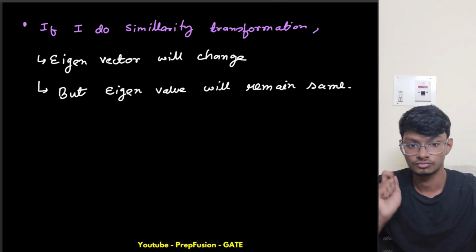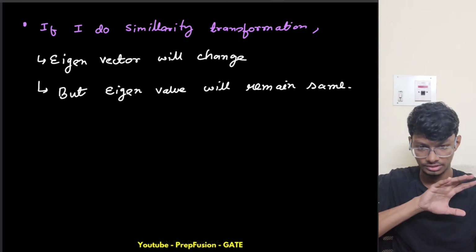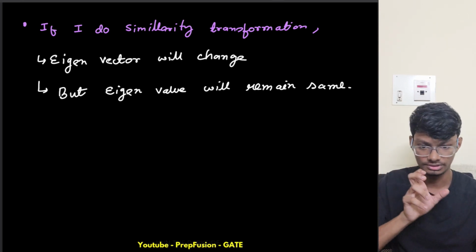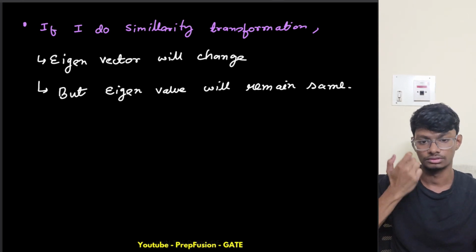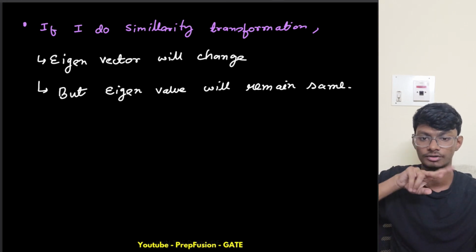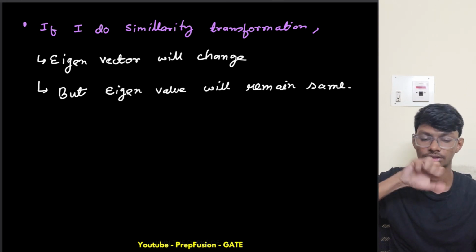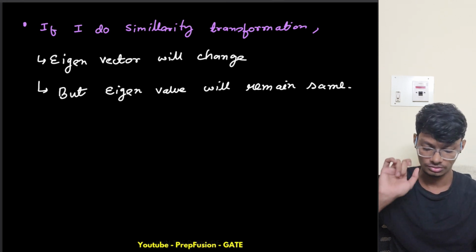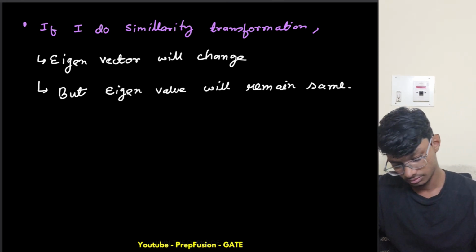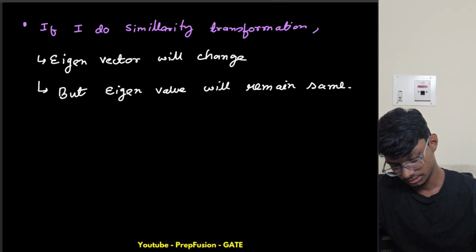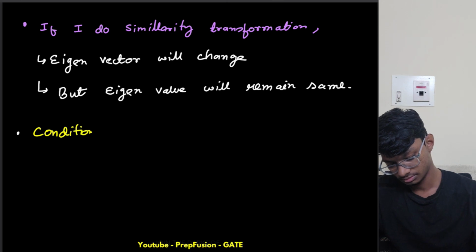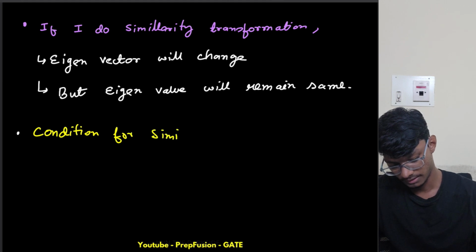So that was what I was going to say. But one more point we have to notice: if the number of eigenvectors is different, then there will be an issue. So one more condition we have to put for similar matrices.